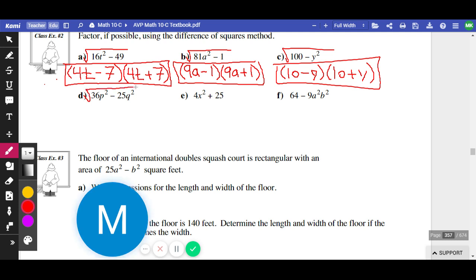So when you square root every individual thing, the square root of 36 is 6. Square root of p squared is p. Minus square root of 25 is 5. Square root of q squared is q. 6p minus 5q. The second binomial is the exact same thing, just with a plus sign.